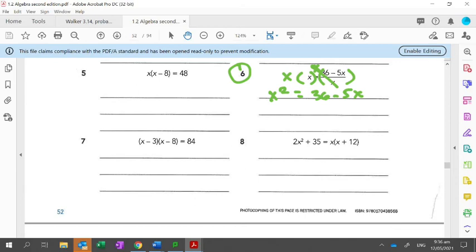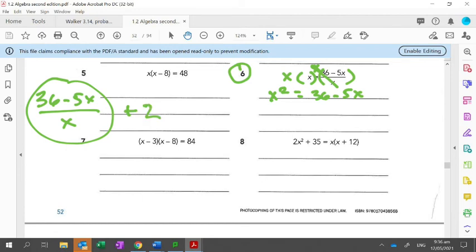Times the x by 36. Because 36 minus 5x all over x is one thing. This is one term. I thought terms were always separated by pluses and minuses.